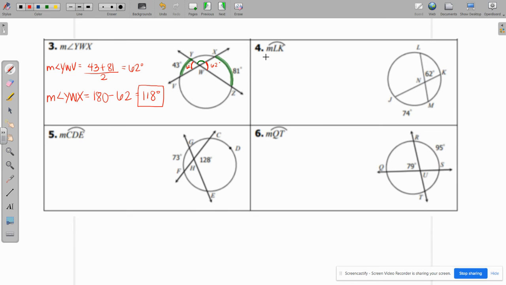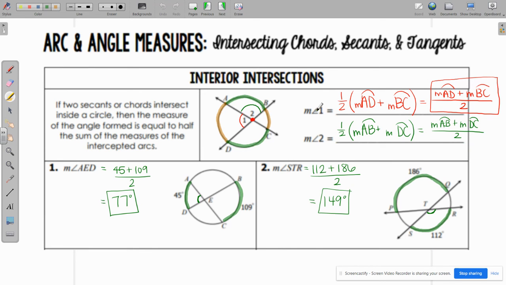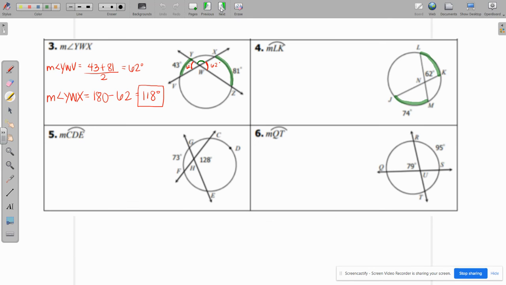Sometimes you might be asked to find the measure of an arc versus the angle. So in this case, I'm looking for the measure of arc LK. That's this arc here, which I can see is intercepted by this angle LNK. I also have this arc over here. So remember, our formula is that the angle is equal to half the arcs' sum. In this case, the angle is given.